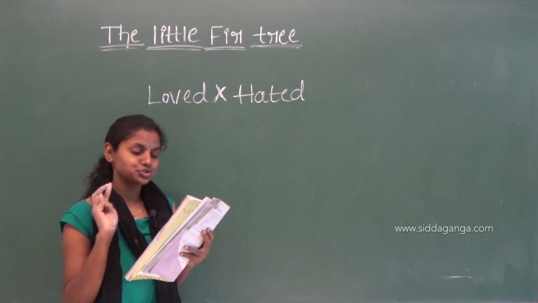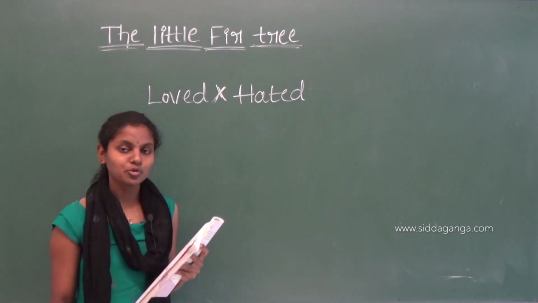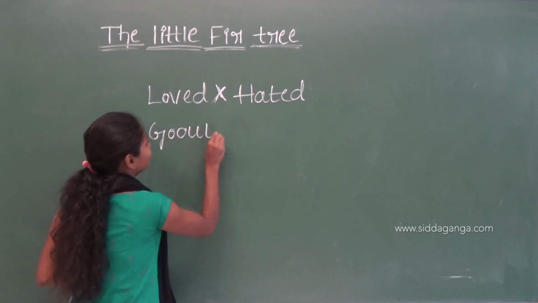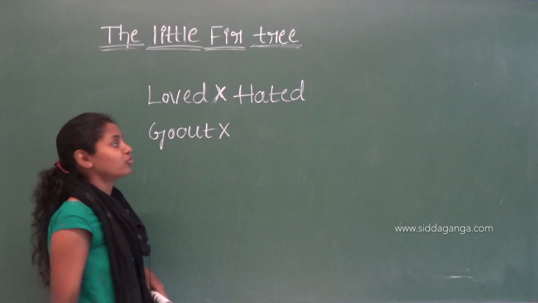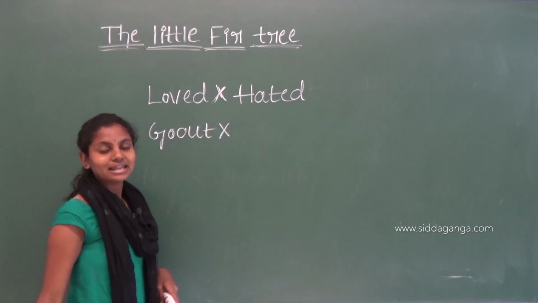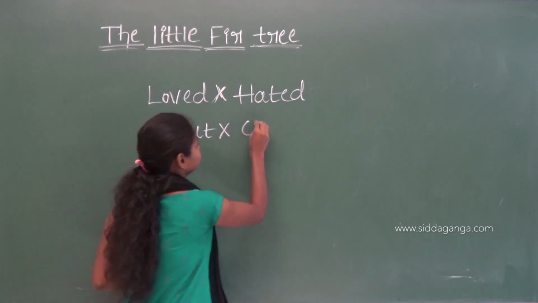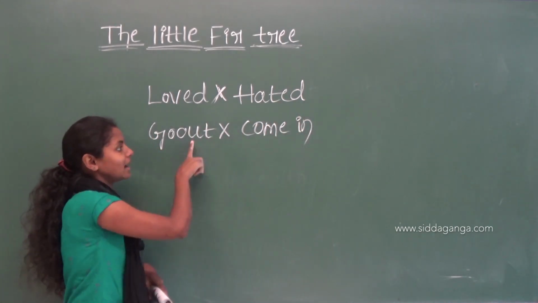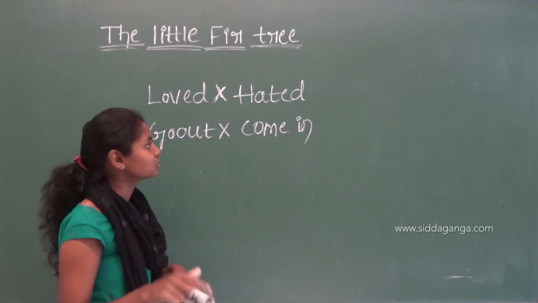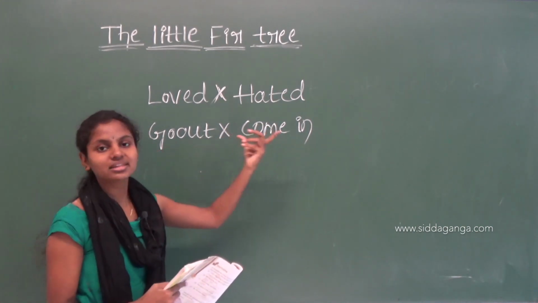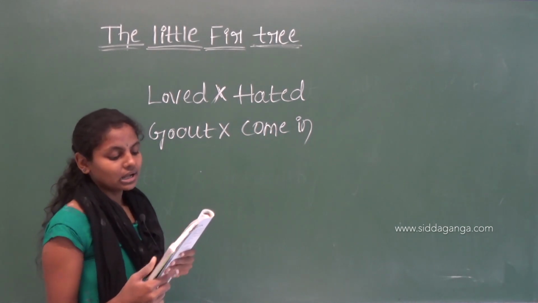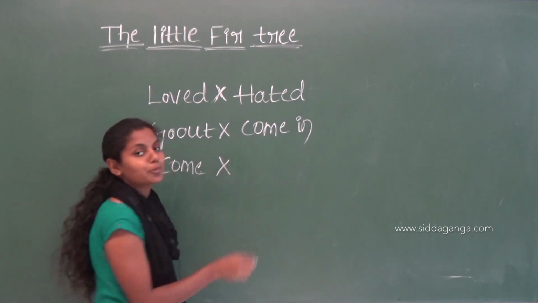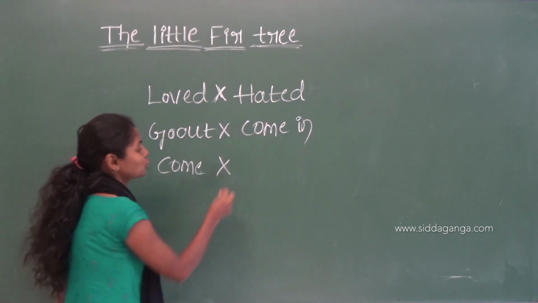Next, every day Sheru would go out of the house and come back himself. In this sentence there are two words which are in blue color. The first one is go out. The opposite word for go out is come in. And the second word is come. The opposite word for come is go.